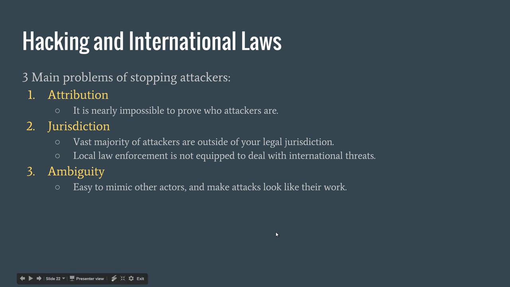So, this is partially a recap, but the three main problems of stopping attackers in the realm of international laws are: A, the attribution problem; B, the jurisdiction problem. The vast majority of attackers are outside your legal jurisdiction, and law enforcement is not equipped, especially local law enforcement, to deal with international threats. And C, the ambiguity problem, where it is very easy to mimic other actors if you have enough resources and make attacks look like their work.